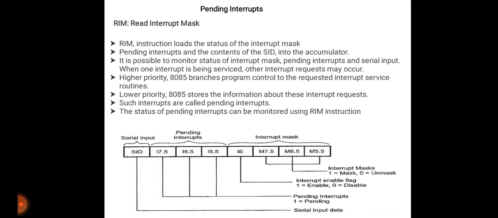You can see the figure of the RIM instruction format, in which bits 0 to 2 give the status of the interrupt mask, that is, logic 1 indicates the interrupt is masked. Bit 3 gives the status of the interrupt enable flag: if 1, interrupts are enabled; if 0, interrupts are not enabled. Bits 4 to 6 give the status of pending interrupts, and bit 7 gives the status of the serial input data line.